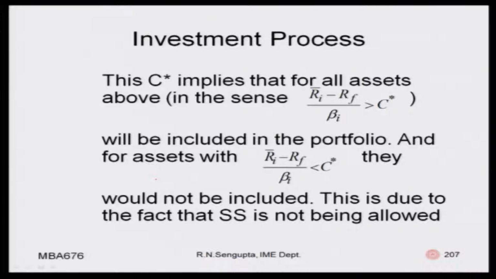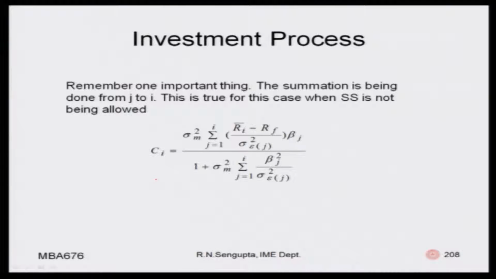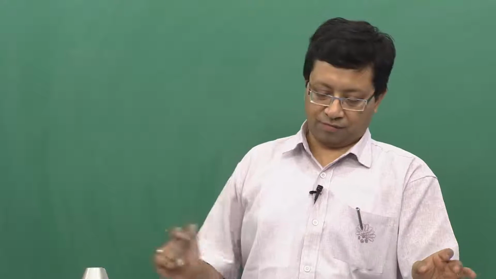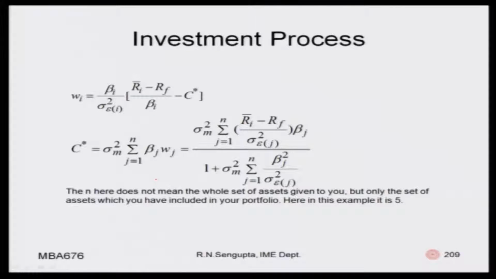So, C star implies that for all stocks, if they are greater, include; if they are less, don't include. So, remember one thing, the summation is being done from j equal to 1 to i, which I just mentioned. So, be very careful when you do the summation for C1, C2, C3, C4, where the j index would change only from 1 to that value for which you are trying to find out the C value. So, Wi's are now found out using this equation. So, these are the differences which you already found out. Greater it is, more it will be invested; less it is, it would not be invested to that extent.